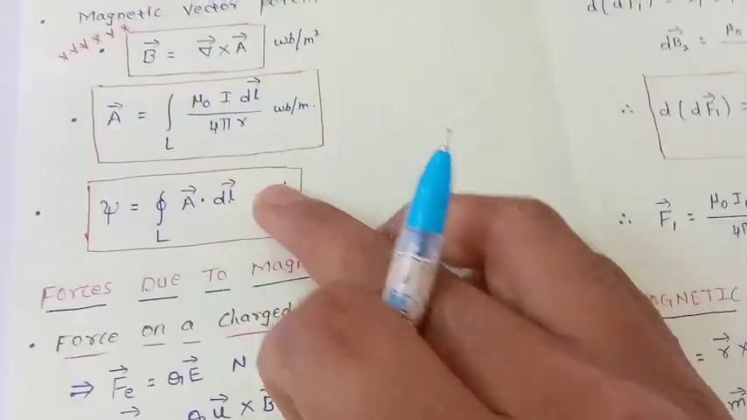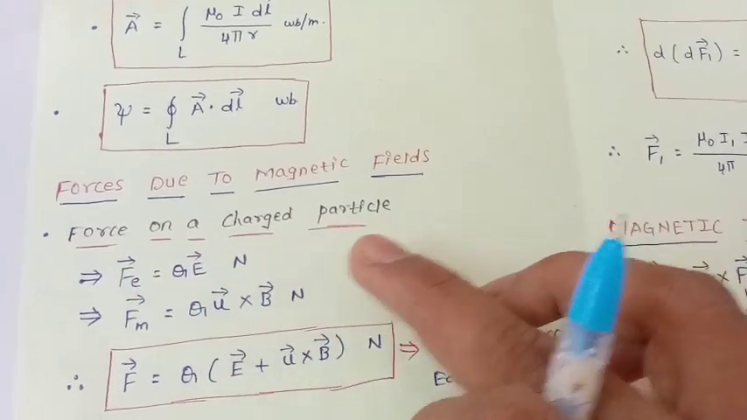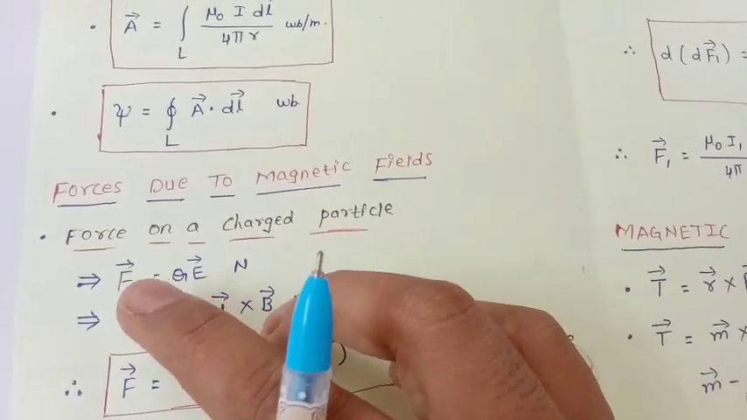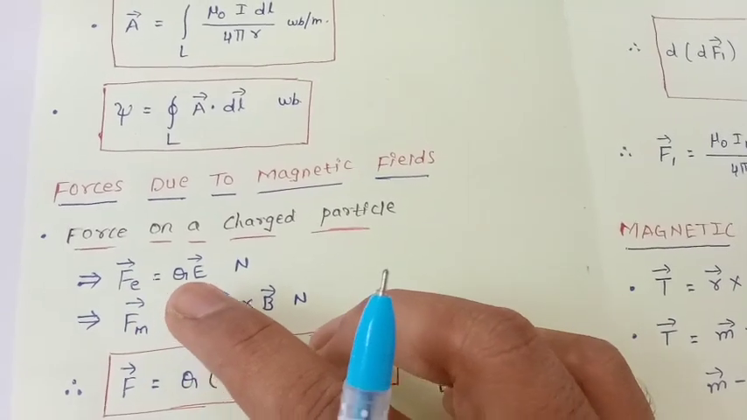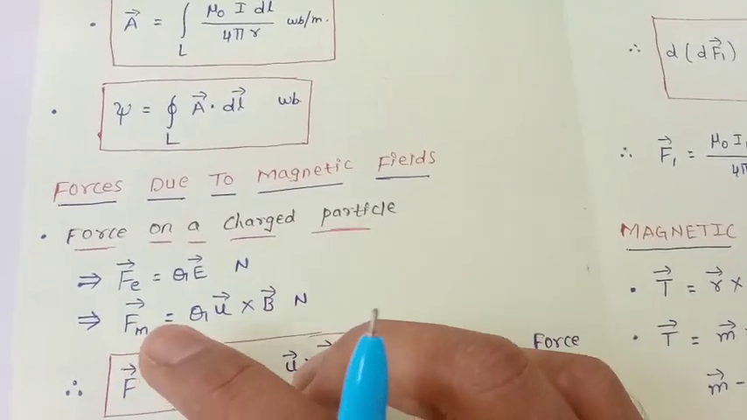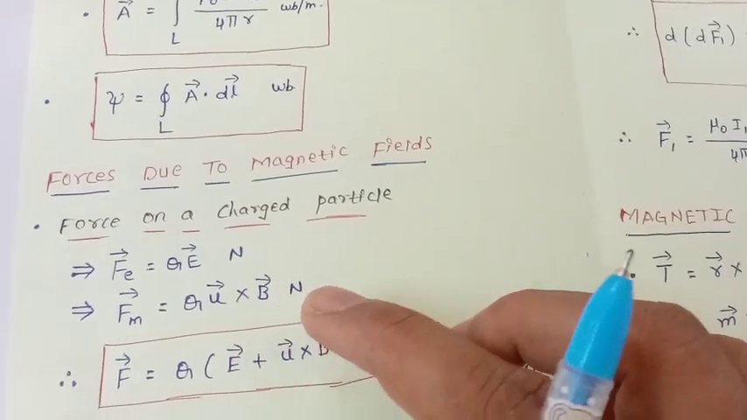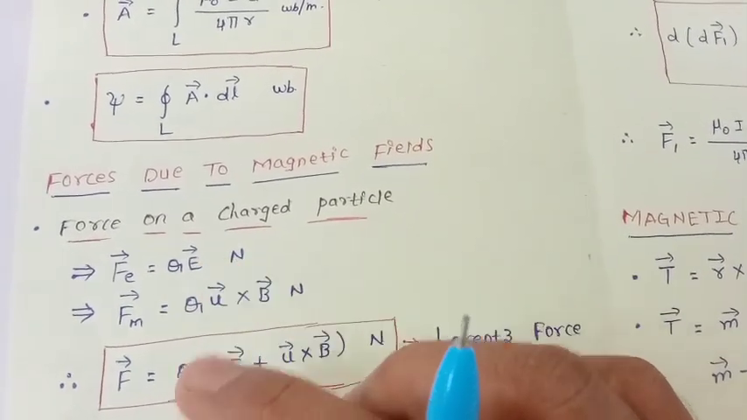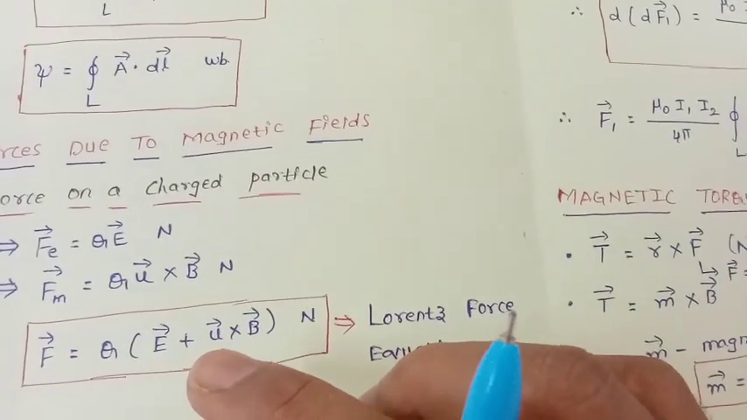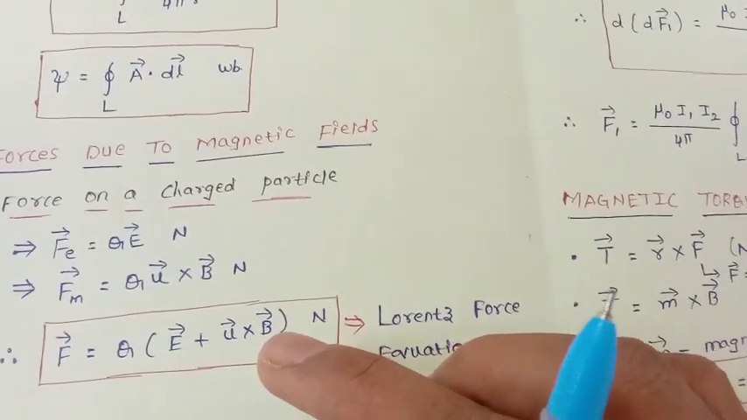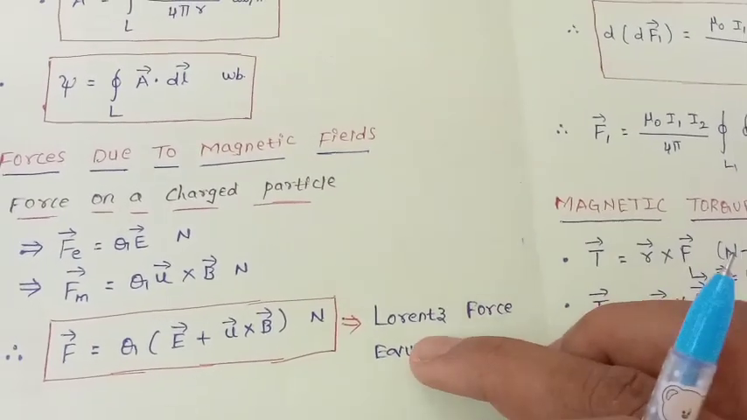Is it clear? Now coming back to the forces due to magnetic fields, we have 3 topics. First, force on a charged particle. Electric field force is equal to Q times the electric field, and magnetic field force is equal to Q times the velocity cross the magnetic flux density. Then the total force becomes Q times the electric field intensity plus the velocity cross product with the magnetic flux density. This is the Lorentz force equation, very important for a 2 marks question.